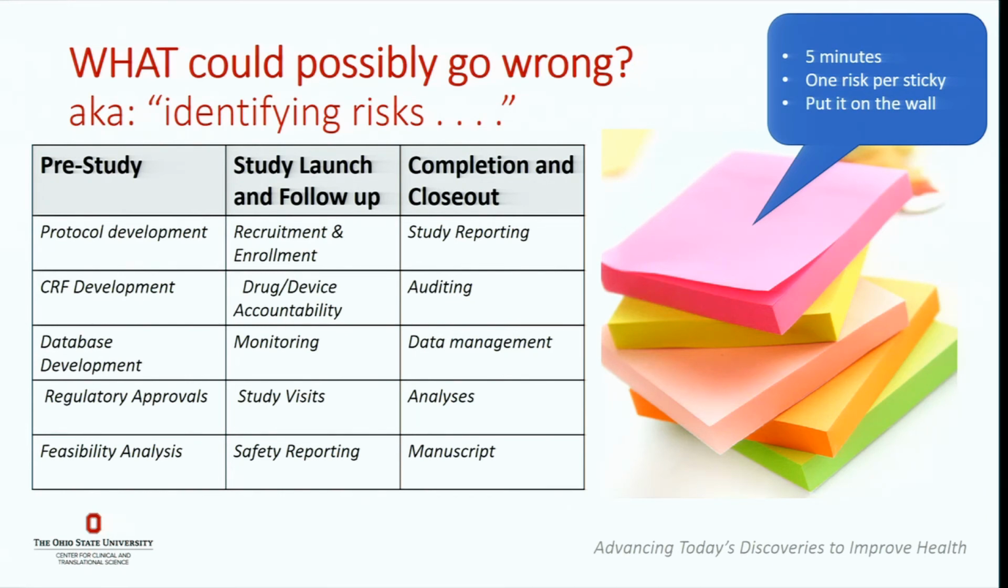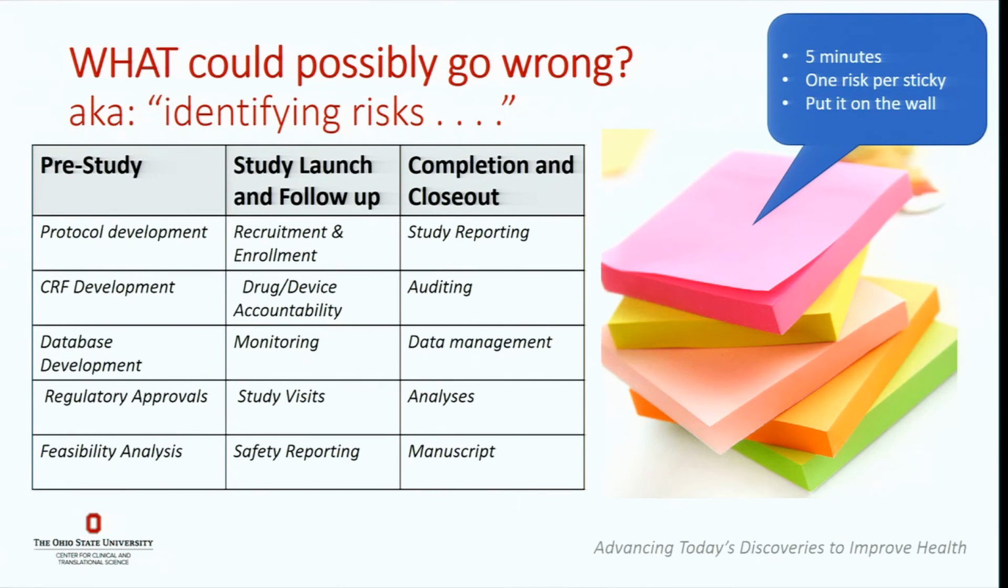During the study aspect, what could go wrong during study launch and during the study and during the follow-up of patients in the study? What could possibly go wrong? And then at completion and closeout of the study. And so we have 3 sheets on this side of the room and 3 sheets on the other side of the room, where the first one is pre-study things that could go wrong. The middle one's going to be study launch and follow-up, and then completion and closeout.